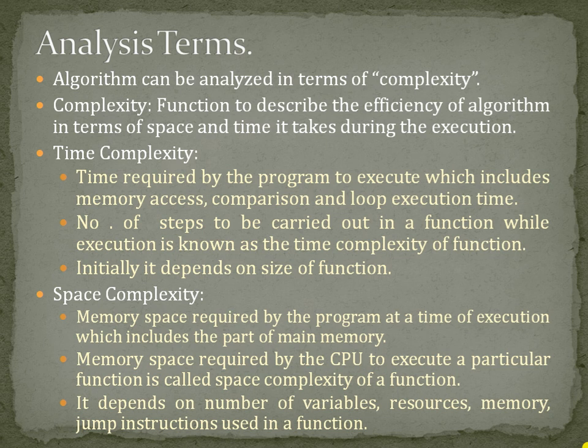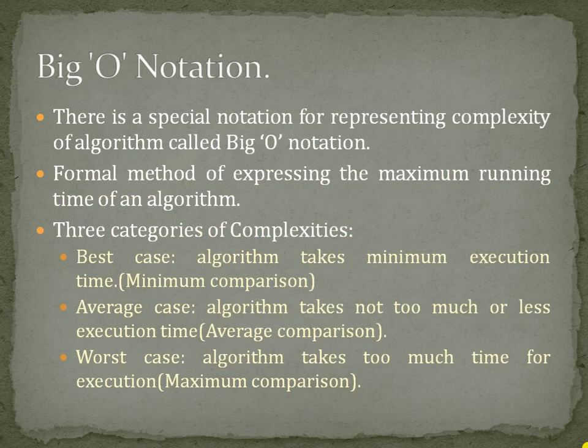The memory space required by the CPU to execute a particular function is called the space complexity of a function. It depends on the number of variables, resources, and memory jump instructions used in a function. Big O notation. That is a special notation for representing the complexity of an algorithm. It's a formal method of expressing the maximum running time of an algorithm.